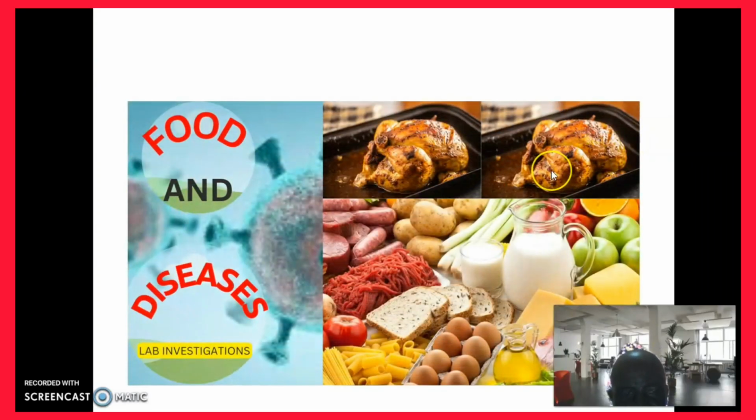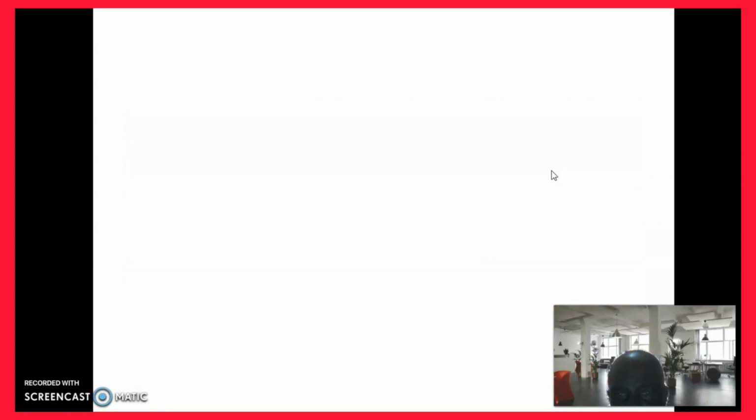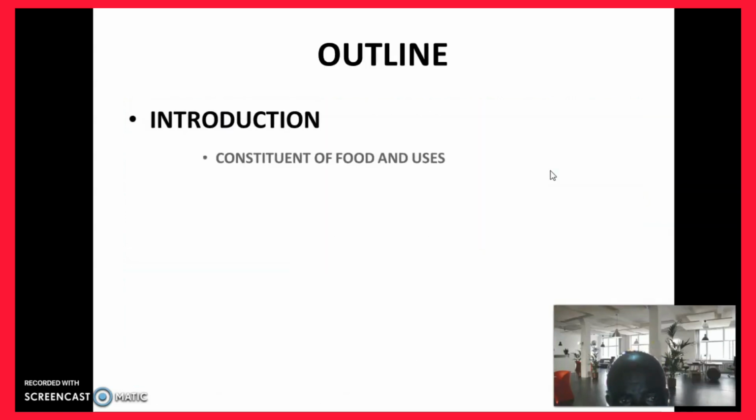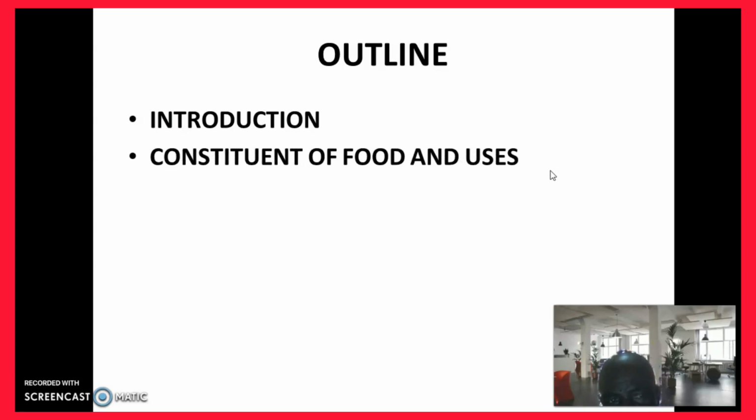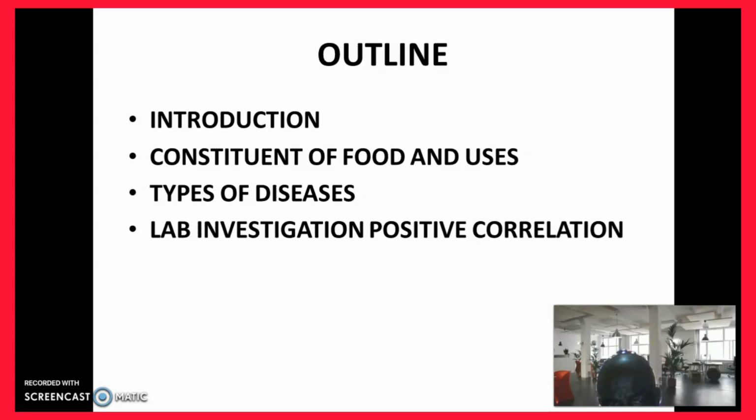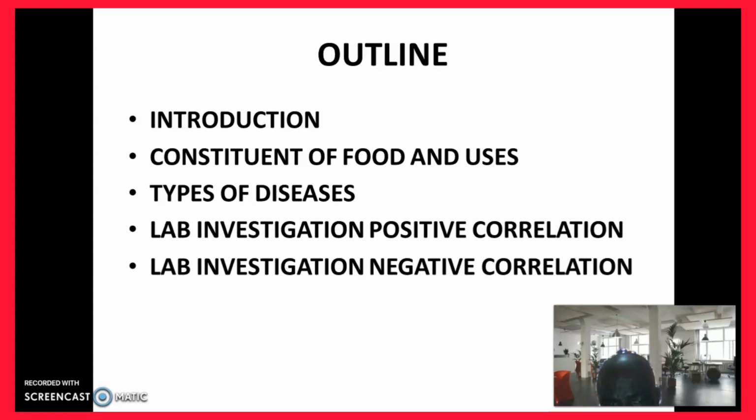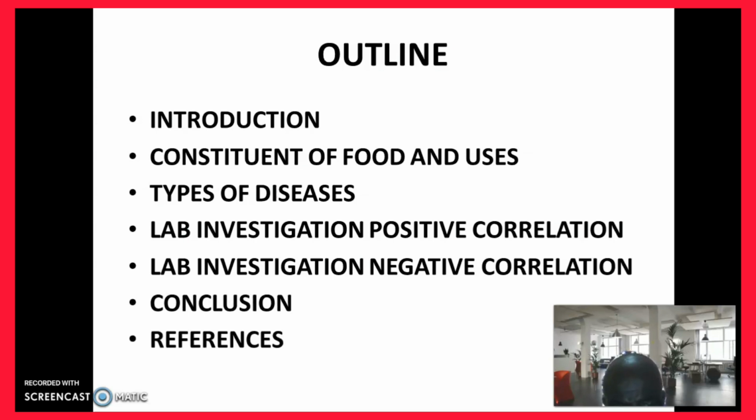Food and diseases laboratory investigation. The outline: Introduction. Constituent of food and uses. Type of diseases. Lab investigation positive correlation. Lab investigation negative correlation. Conclusion. References.